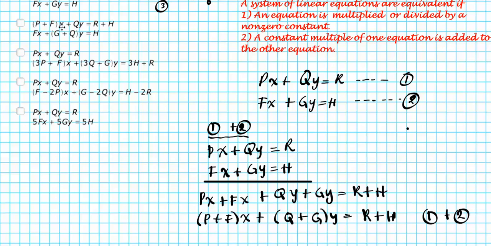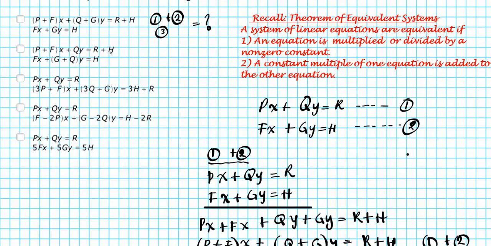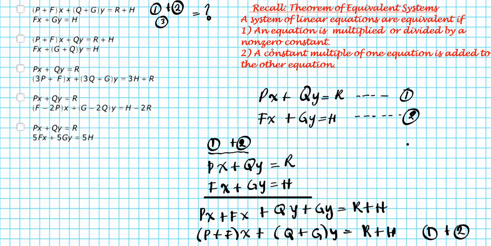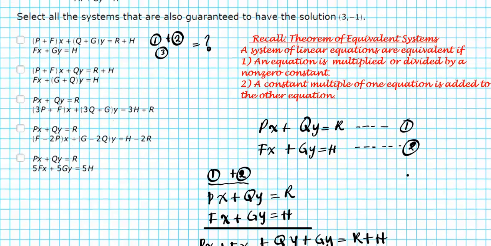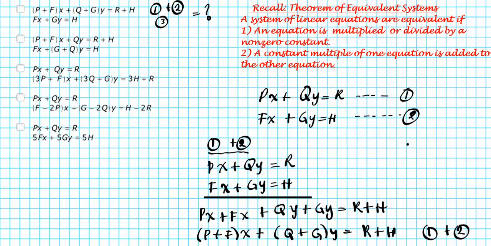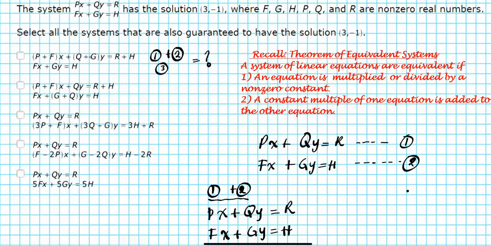So let's look at it. P plus F times X, that's what we have. And then the second one, Q plus G times Y equals R plus H. Exactly, that's good. And then 3 matches with 3 right here. So this is an equivalent system. Option 1 checks out. Okay.